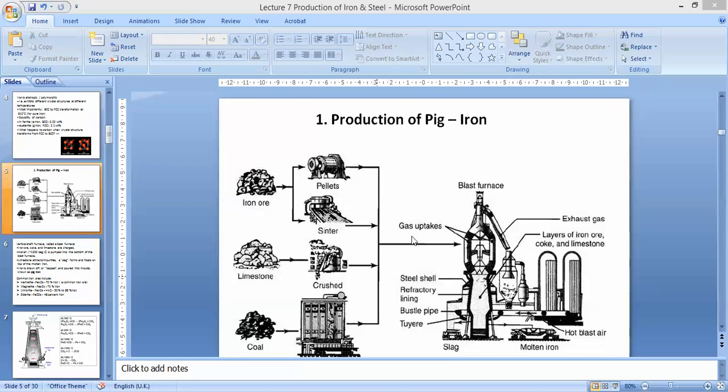And then these three raw materials are fed into the blast furnace. You have your exhaust gas here. So as the temperatures are rising, you have your gases forming up, and they go through the exhaust and through a scrubber here to clean them up. And then there's a cooling mechanism that happens before they're released into the air.